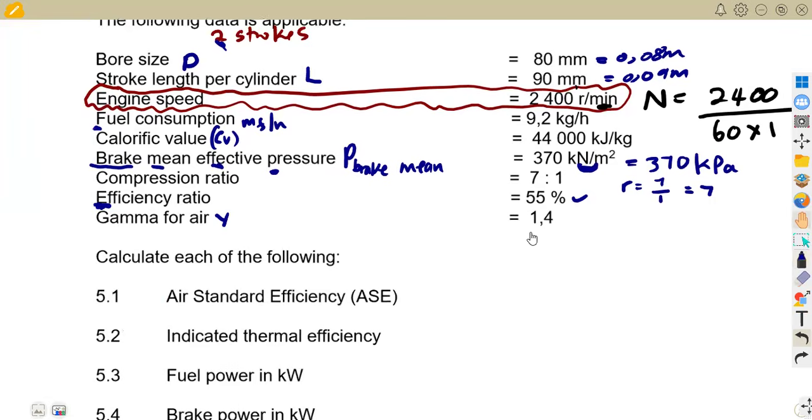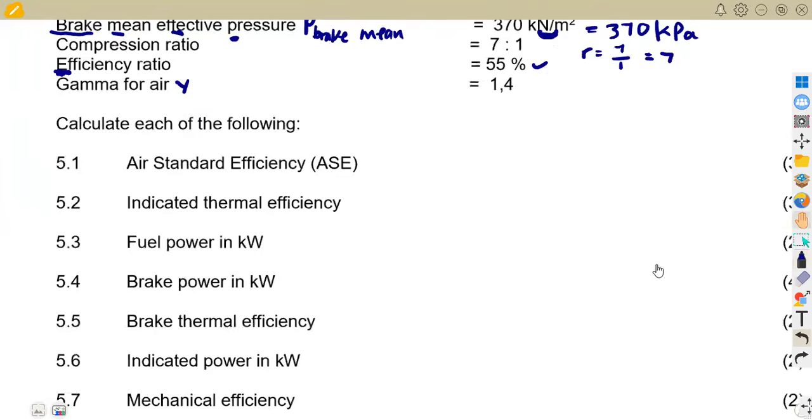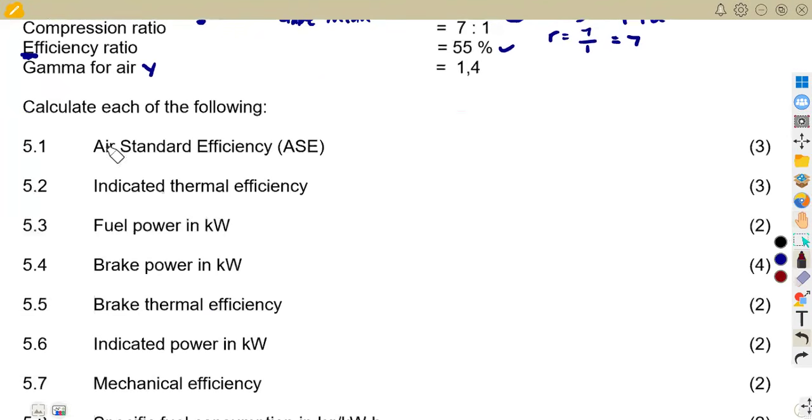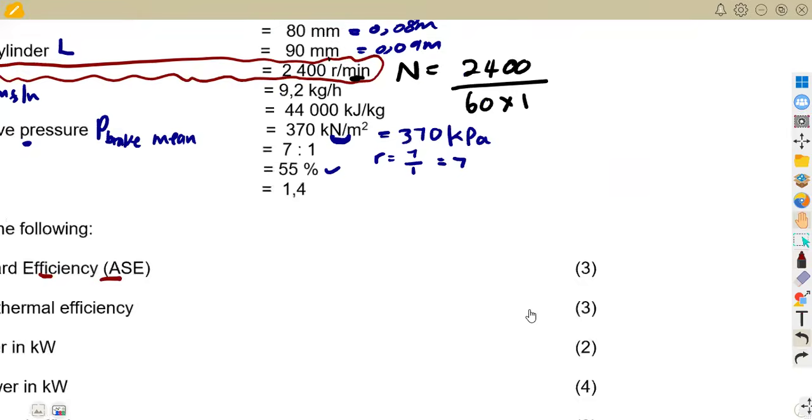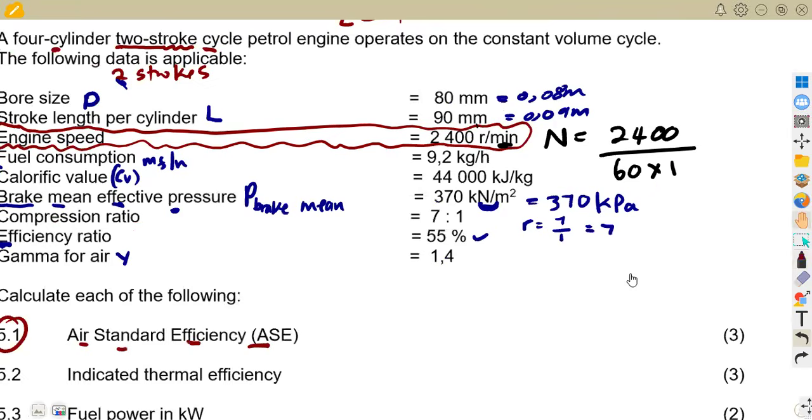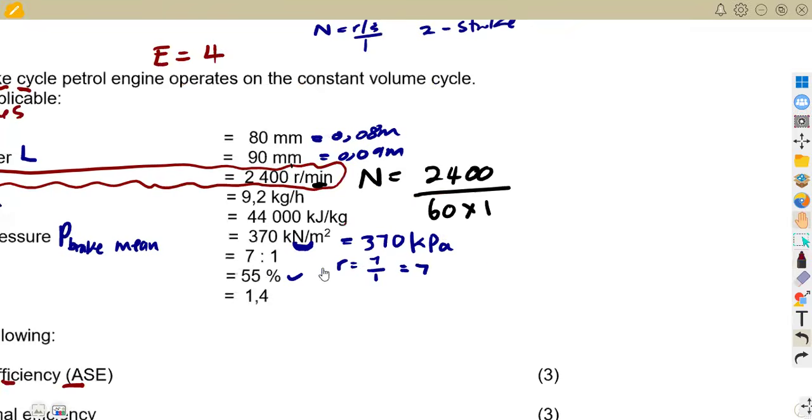All right, so the question was, from this information that we have, 5.1, calculate each of the following. 5.1, the air standard efficiency. I'm just going to utilize this space here, no problem. I think we're going to win here. So from the information that we are given, how can we calculate the air standard efficiency? That is our first question.